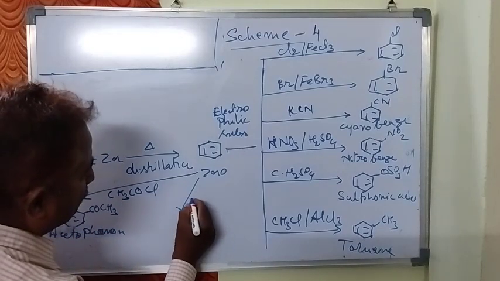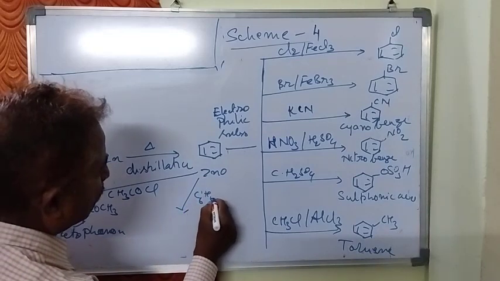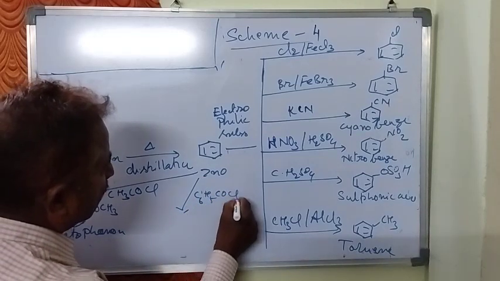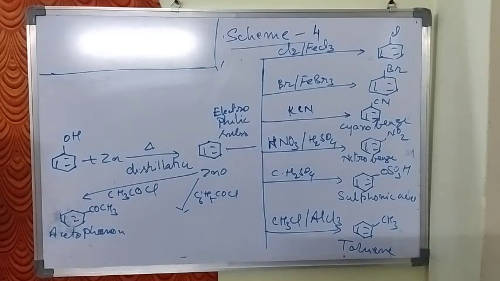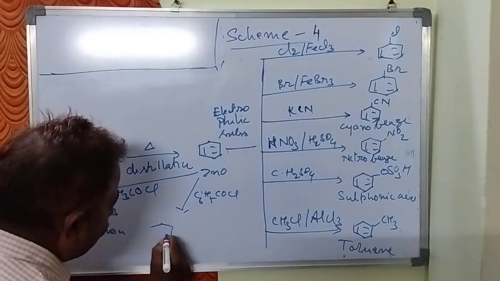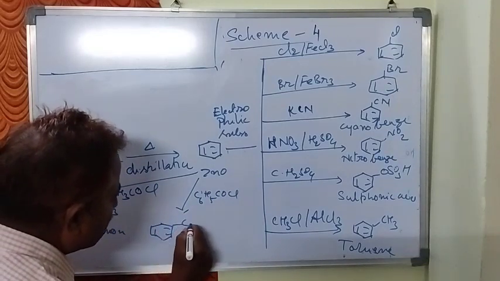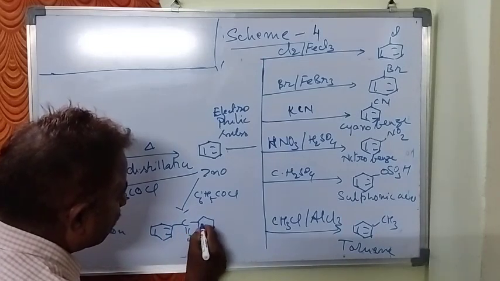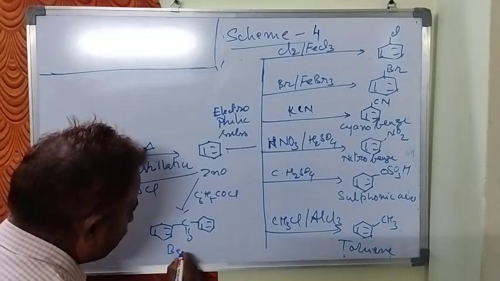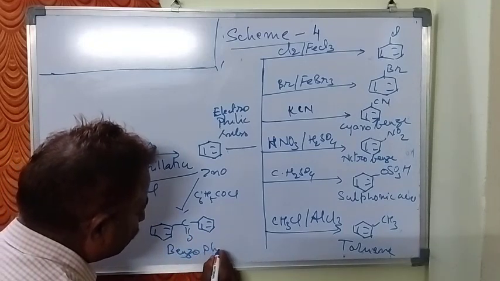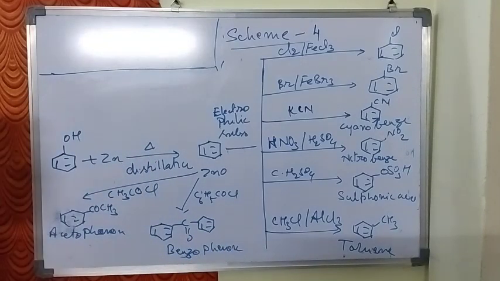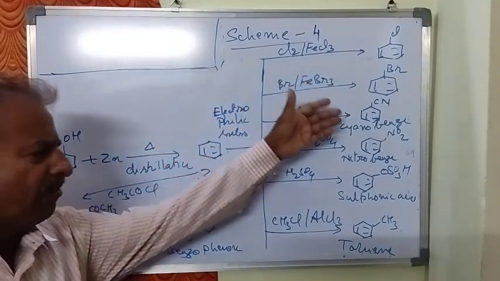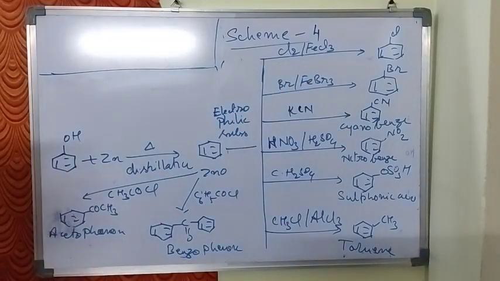If we add C6H5COCl, then what do we get here? This is already one benzene ring and C double bond O. This is benzophenone. So in this scheme 4, we get a variety of substances due to the electrophilic substitution on the benzene ring.